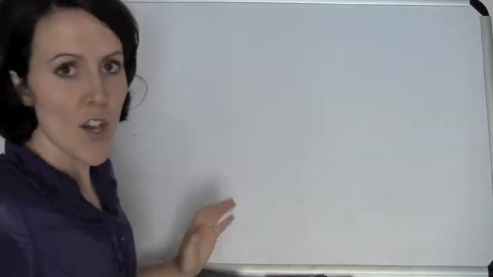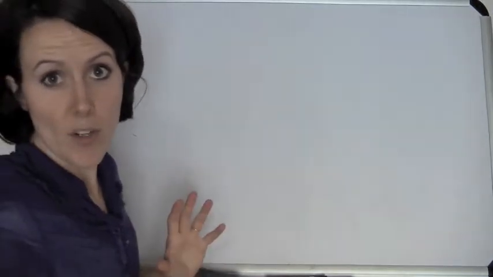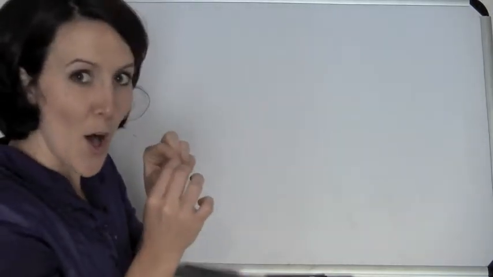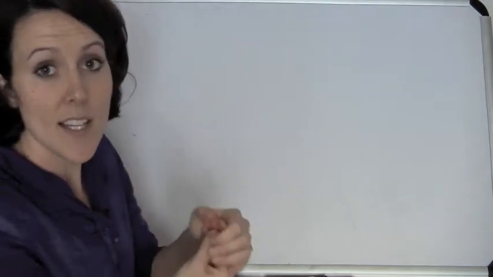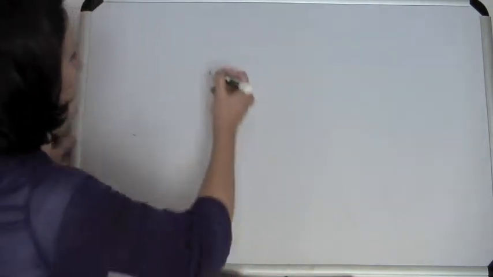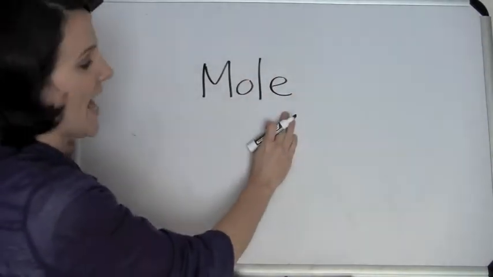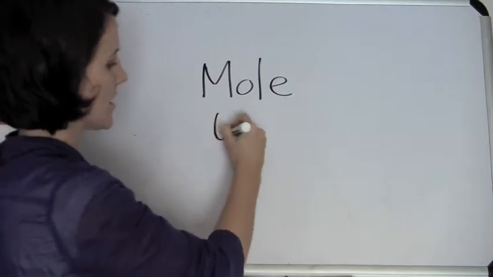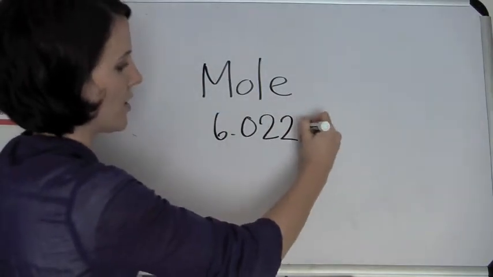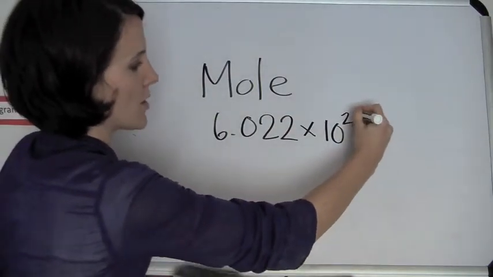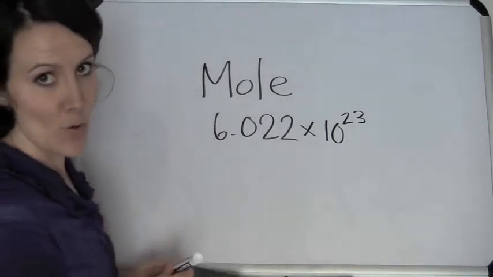That's incredible. So with these huge numbers, with these small atoms and molecules, scientists have come up with a new unit. This unit is called the mole. The mole is spelled like this, and it equals 6.022 times 10 to the 23rd. That is a huge number.